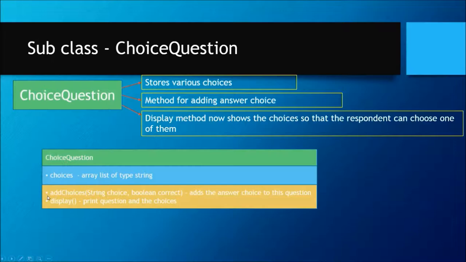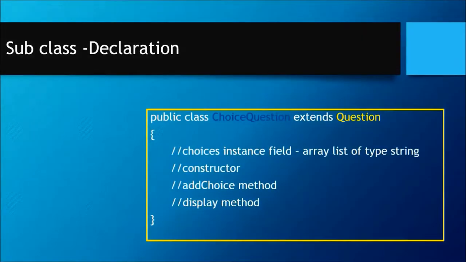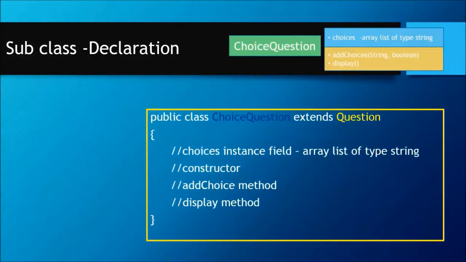And then you will be creating two methods. You would be creating method add choices that would take two parameters. One is what choice and if that choice is correct or not correct. So you'll have choice of type string and correct of type boolean. Now this method will add the answer choice to this question. Next you would have a display method that would print the question and the choices. Subclass declaration, the choice question. So when we talk about choice question class, we know that we have choices as an array list of type string, and we have add choices method, and then we have display method.